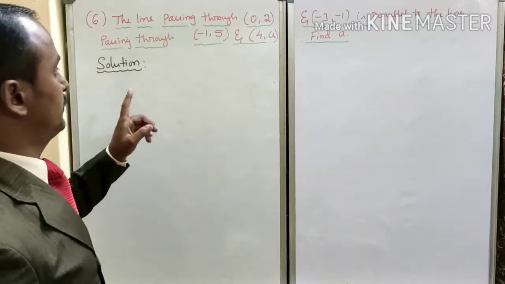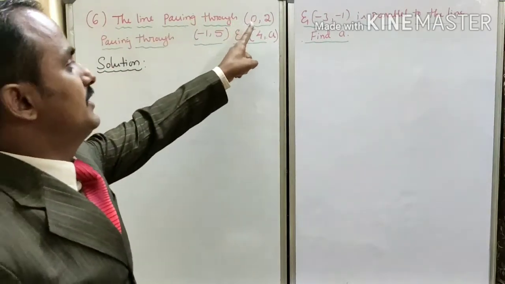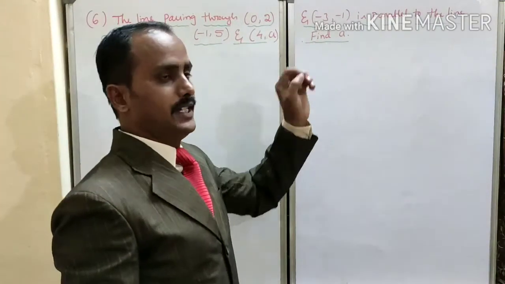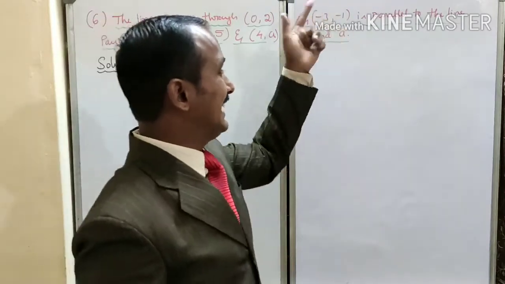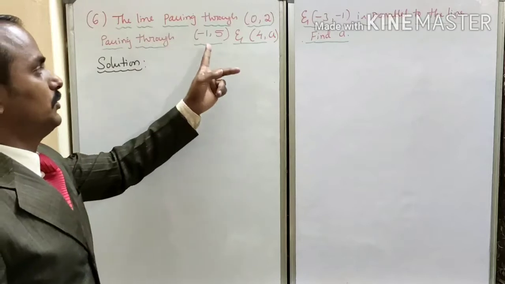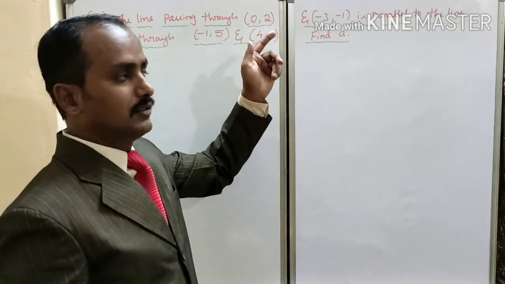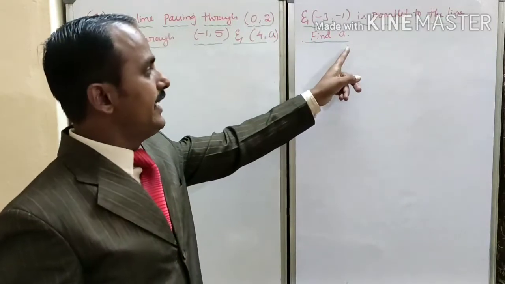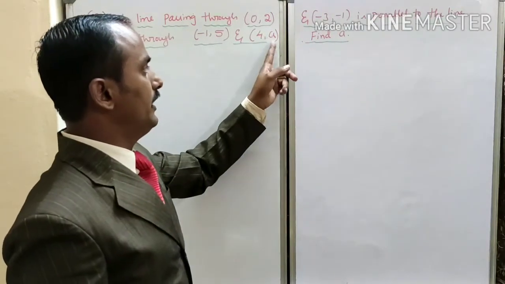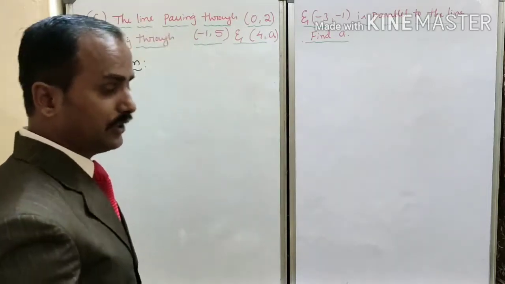Sixth problem, exercise B. The line passing through 0, 2 and minus 3, minus 1 is parallel to the other line passing through the 2 points minus 1, 5 and 4, A. Find A. Where is A? A is one of the y coordinates of this second line. Dear children, don't get confused. I will repeat once again.